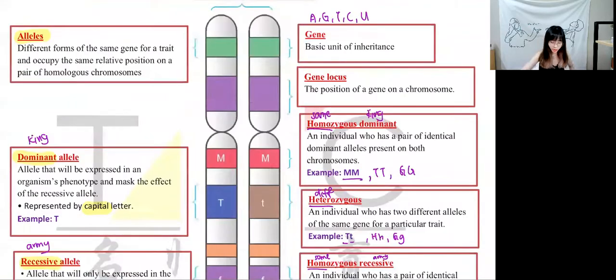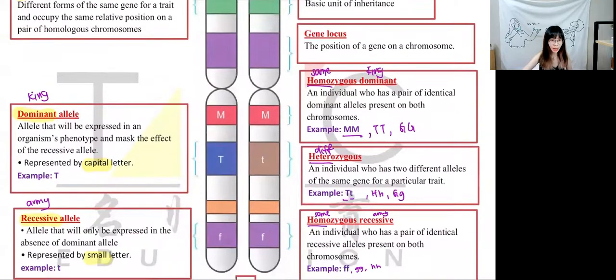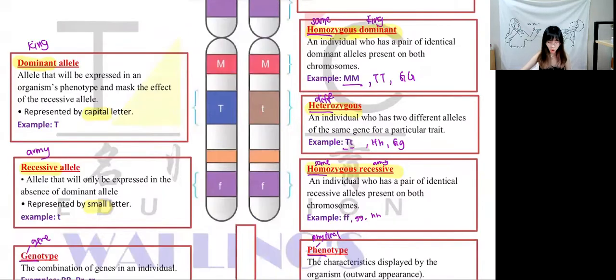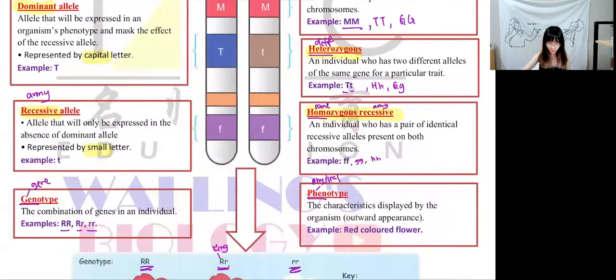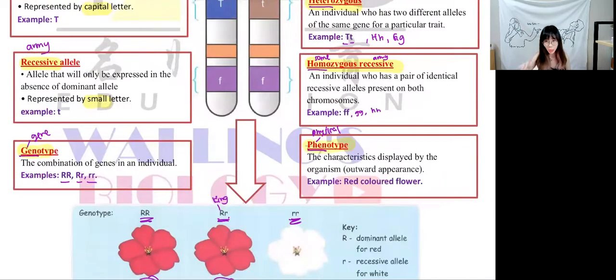So we have to know the first one, allele. We have highlighted that. Allele, dominant, recessive. We have homozygous dominant, heterozygous, homozygous recessive. 1, 2, 3, 4, 5, 6, 7, 8. With 8 keywords, we can answer most of the questions in chapter 11 by knowing how to draw a schematic diagram. Okay, so these are the keywords that we have to know, 8 keywords to understand the chapter.